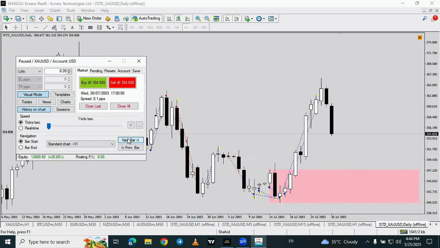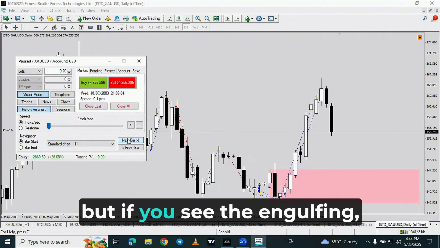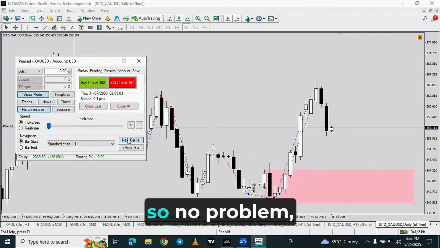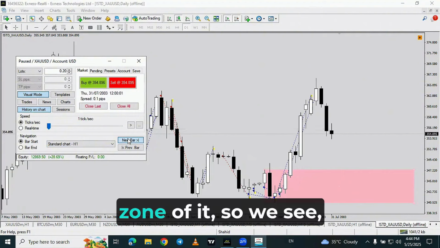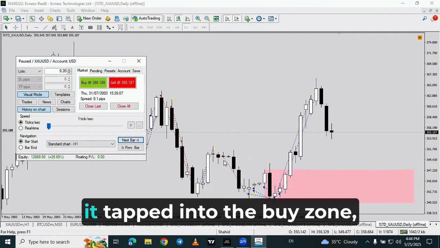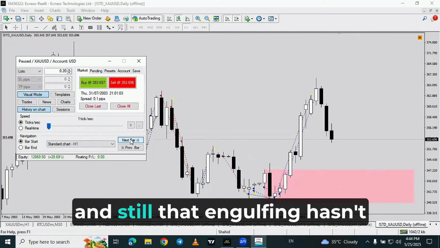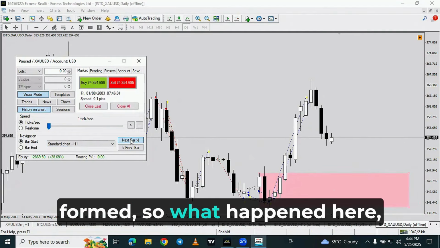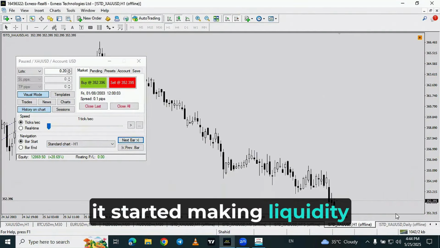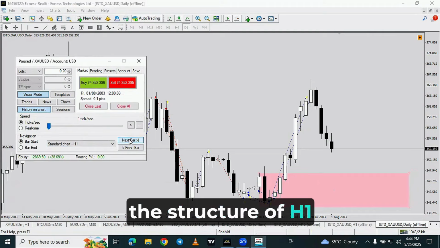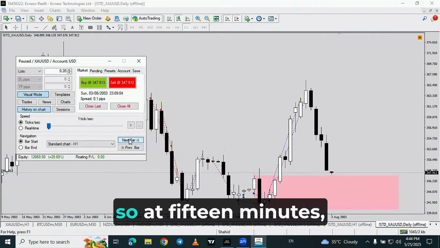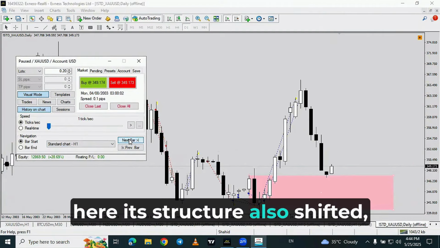Okay, if you see here, according to its sell structure, it's selling. But if you see the engulfing we had, we didn't get that. So no problem, we have the buy zone of it. So we see it tapped into the buy zone and still that engulfing hasn't formed. So what happened here? It started making liquidity again before this. In this, the market did. And see here, if we see the structure of H1, wait for the shift. So at 15 minutes here, its structure also shifted.